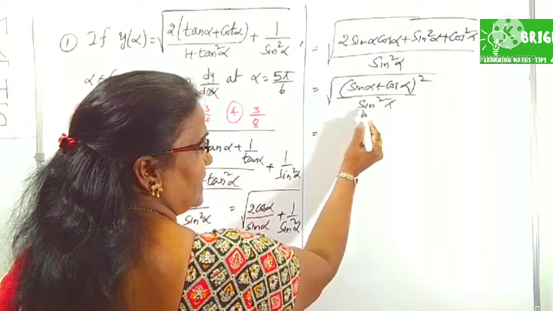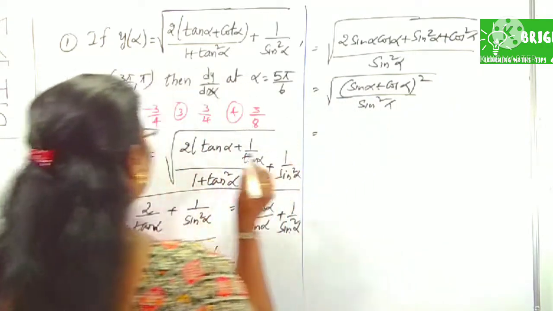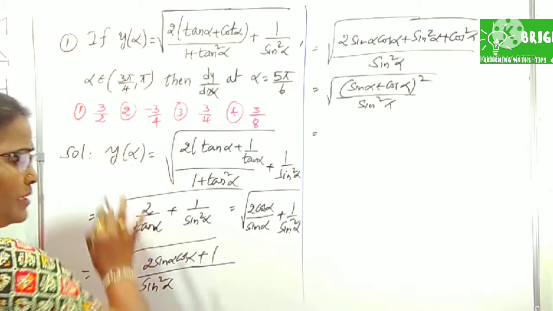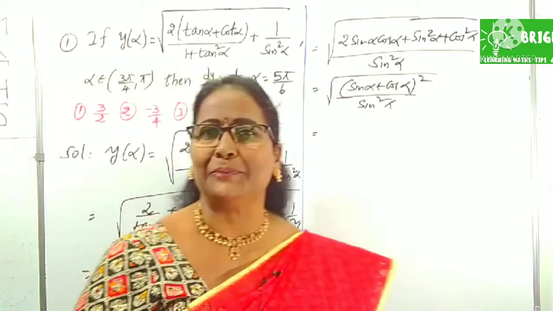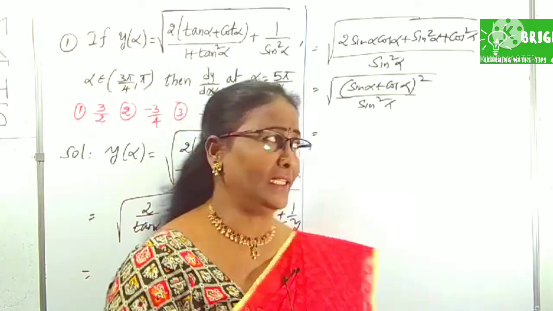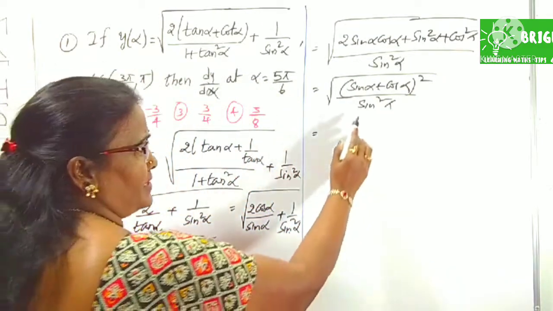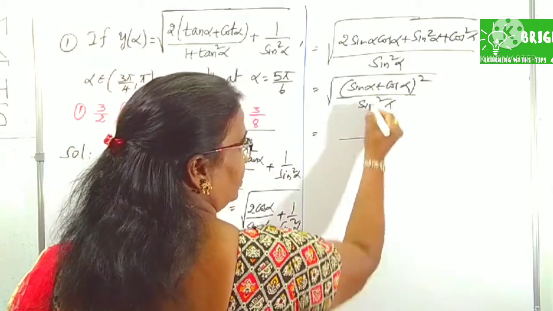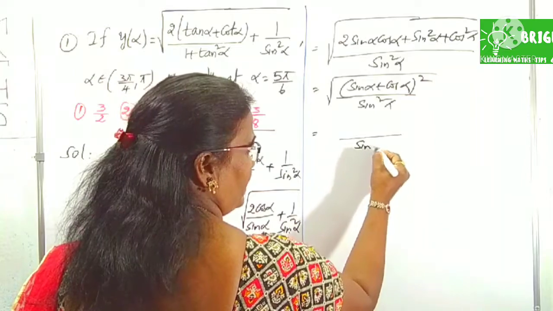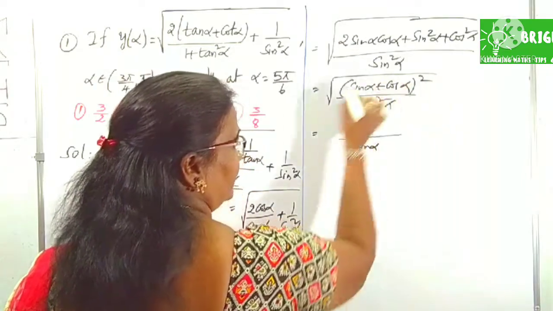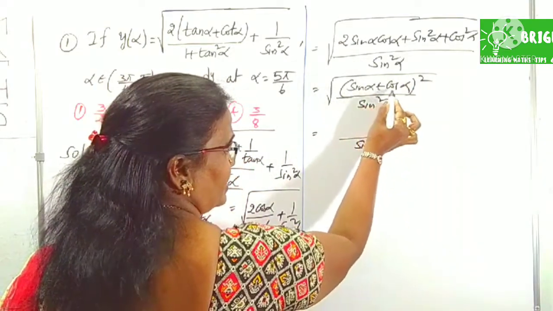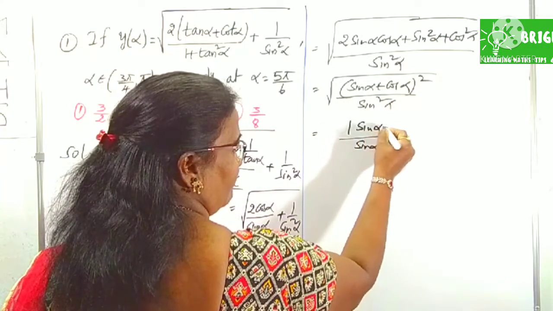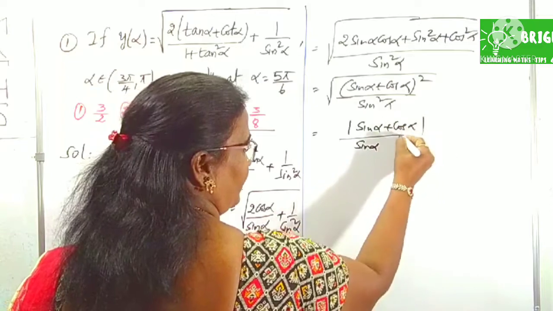Under root sin square alpha, what is the given alpha range? 3 pi by 4 to pi. 3 pi by 4 to pi means it is in which quadrant? Exactly, the second quadrant. In the second quadrant, sin is positive. Denominator we can write root over sin square alpha means sin alpha, positive. But in case of numerator, root over sin alpha plus cos alpha whole square, we can write mod sin alpha plus cos alpha.